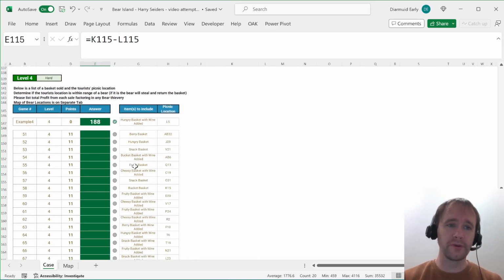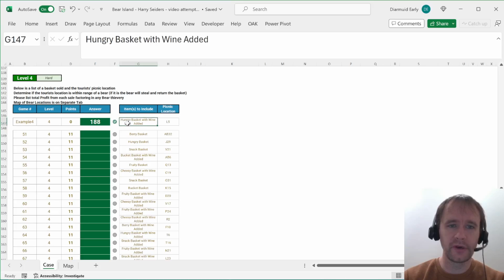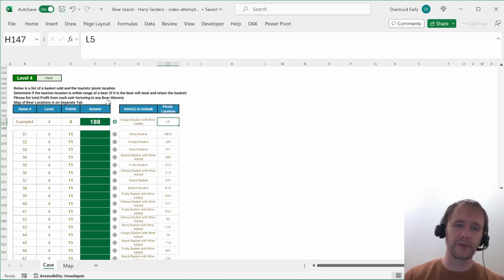So now level 4 is a bit of a twist. So below is a list of baskets sold and the tourist's picnic location. So we have a hungry basket with wine at it, and the location is L5. Determine if the tourist's location is within range of a bear. If it is, the bear will steal and return the basket. And list the total profit for each sale, factoring in any bear thievery. Map of bear locations on separate tab.